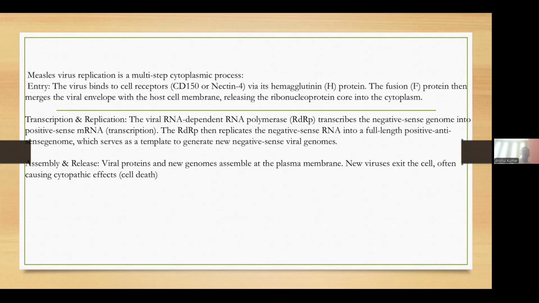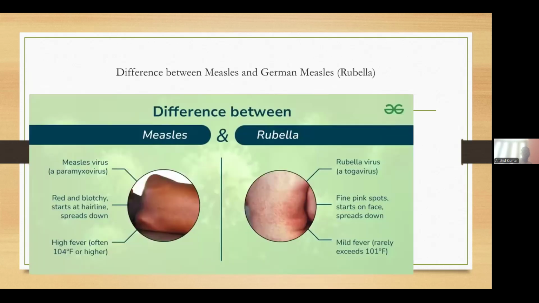The viral RNA-dependent RNA polymerase transcribes the negative sense genome into positive sense mRNA, and the RNA-dependent RNA polymerase then replicates the negative sense RNA into a full-length positive antisense genome, which serves as a template to generate new negative sense viral genomes. Assembly and release: viral proteins and new genomes assemble at the plasma membrane. New viruses exit the cell, often causing cytopathic effects.